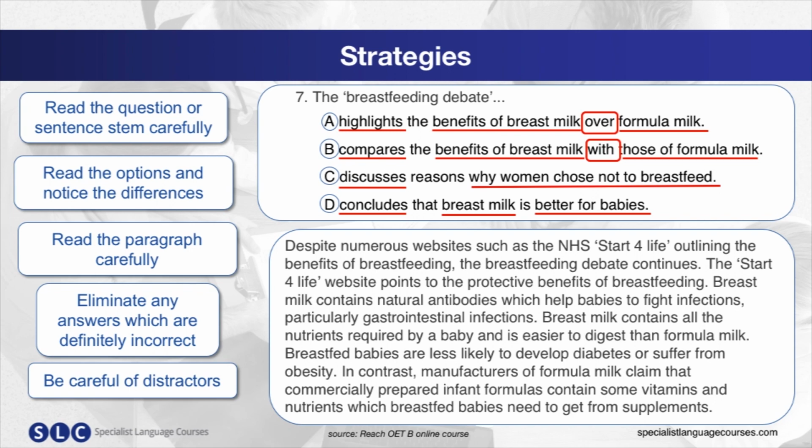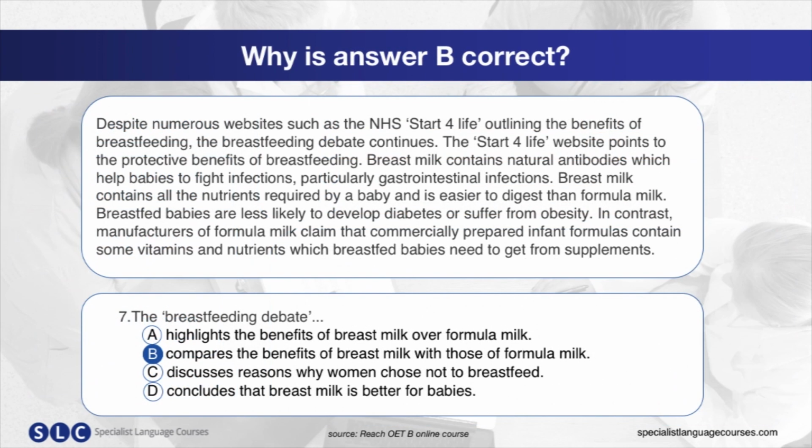So the correct option is B. Here we can see at the beginning of the paragraph it says that The Start for Life website points to the protective benefits of breastfeeding. This is followed with evidence to support this statement. The phrase "in contrast" is then used to introduce contrasting information, talking about the vitamins and nutrients contained in the formula which breastfed babies have to receive from supplements. So looking at the paragraph overall, we can see that there is a comparison between the benefits of breast milk and the benefits of formula milk.